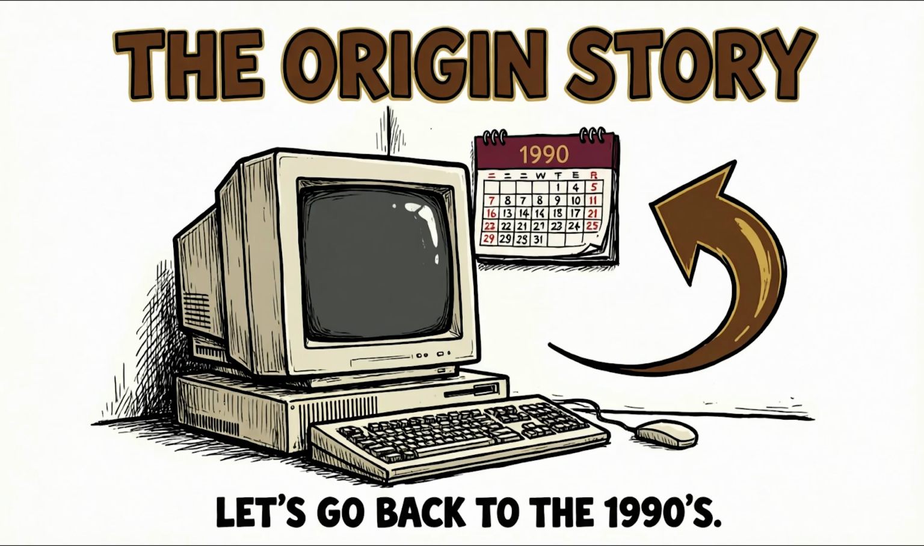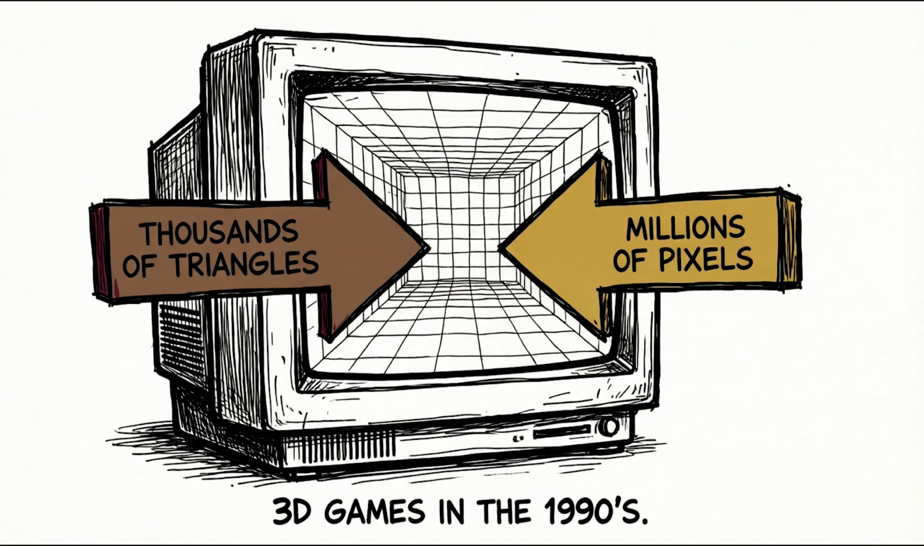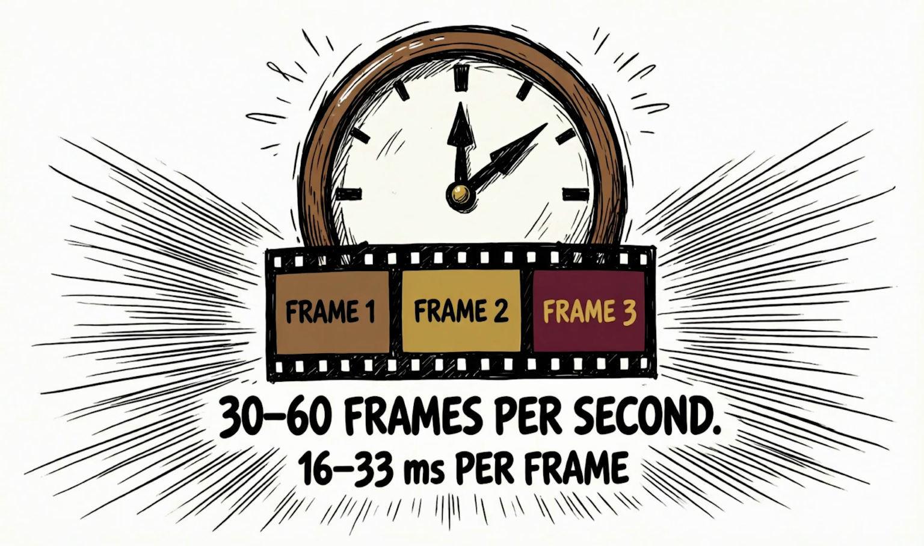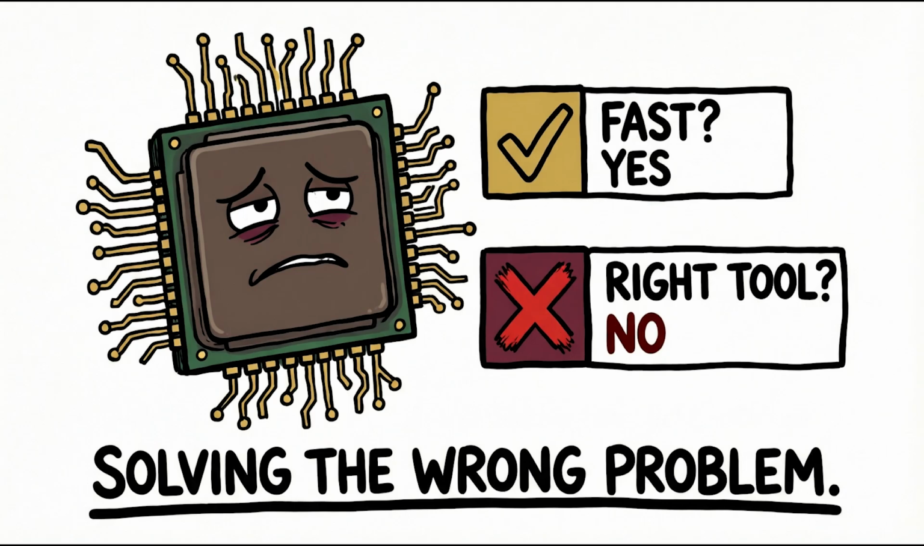To understand why GPUs exist, you need to appreciate the problem that created them. Let's go back to the 1990s. At that time, computers were beginning to run increasingly complex 3D games. And those games suddenly needed to draw thousands of triangles, millions of pixels, lighting, shadows, and texture, all within a single frame at 30 to 60 frames per second. That's a new frame every 16 to 33 milliseconds. The CPU couldn't keep up, not because it was slow, but because it was solving the wrong problem.